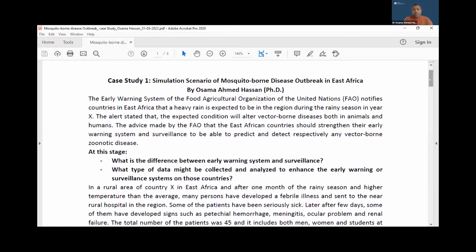So the data to feed the early warning system is going to be different from the data that feed the surveillance system. So what type of data might be collected and analyzed to enhance the early warning system, given the difference that I mentioned, and what type of data can actually be included within the surveillance system? So let's start with the early warning system. What kind of data can we actually feed such an early warning system with, given this background?